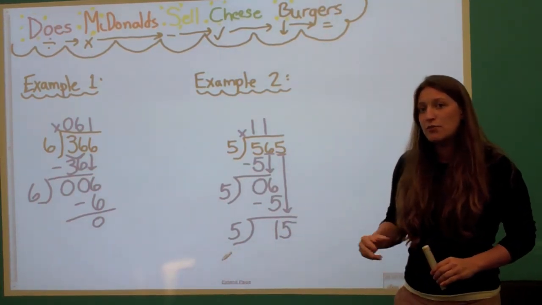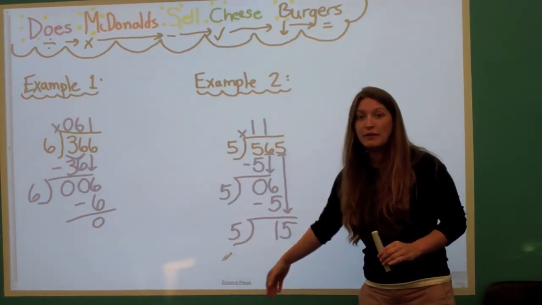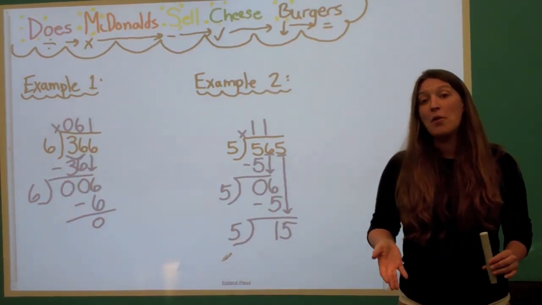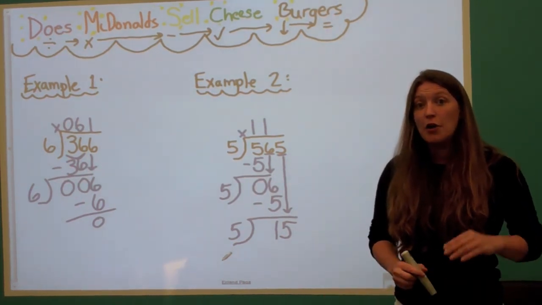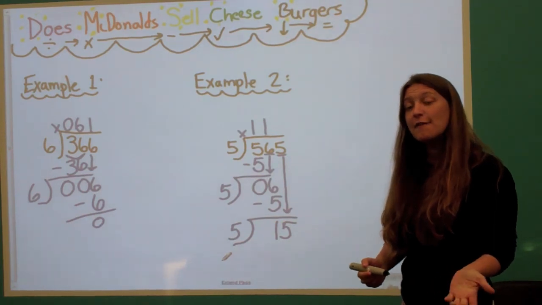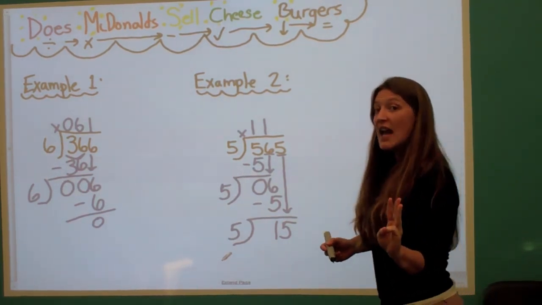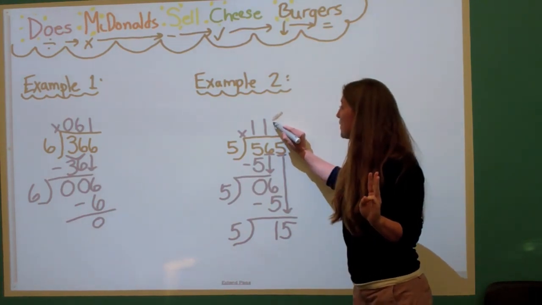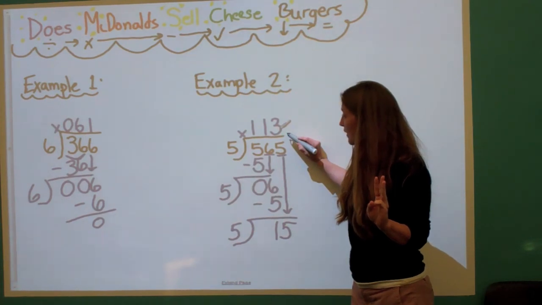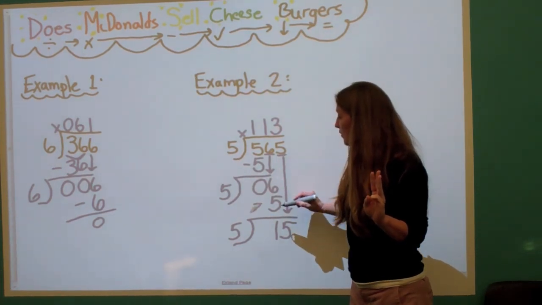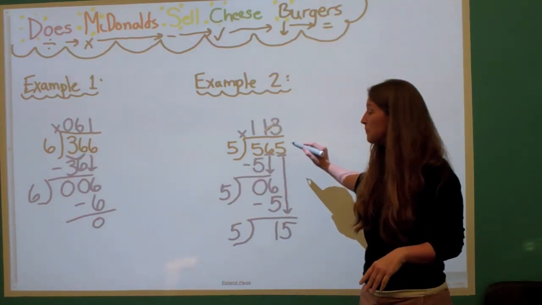So my new division problem now says 15 divided by 5. So I ask myself, how many times does 5 go into 15? And I know, because of my fast facts, that 5 goes into 15 3 times. So I write that answer on top of the house, on top of the roof, because 5 goes into 15 3 times.